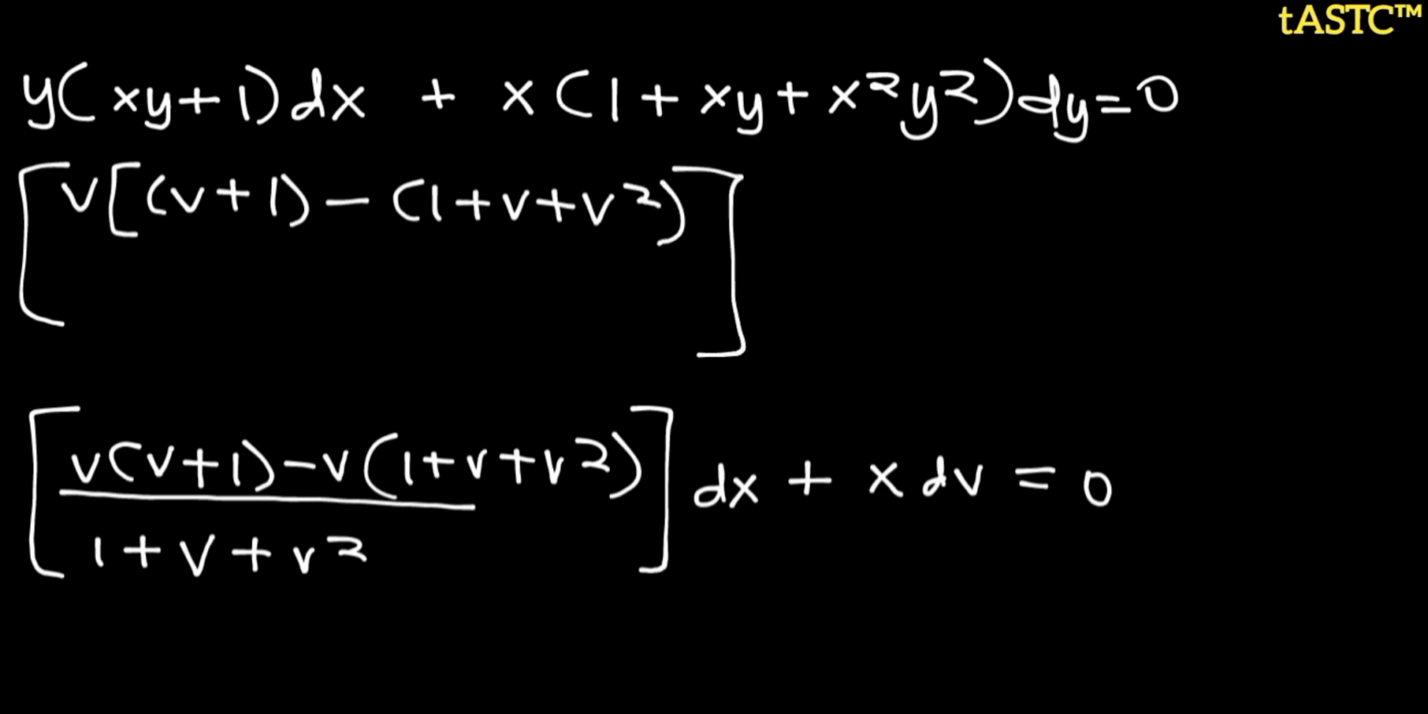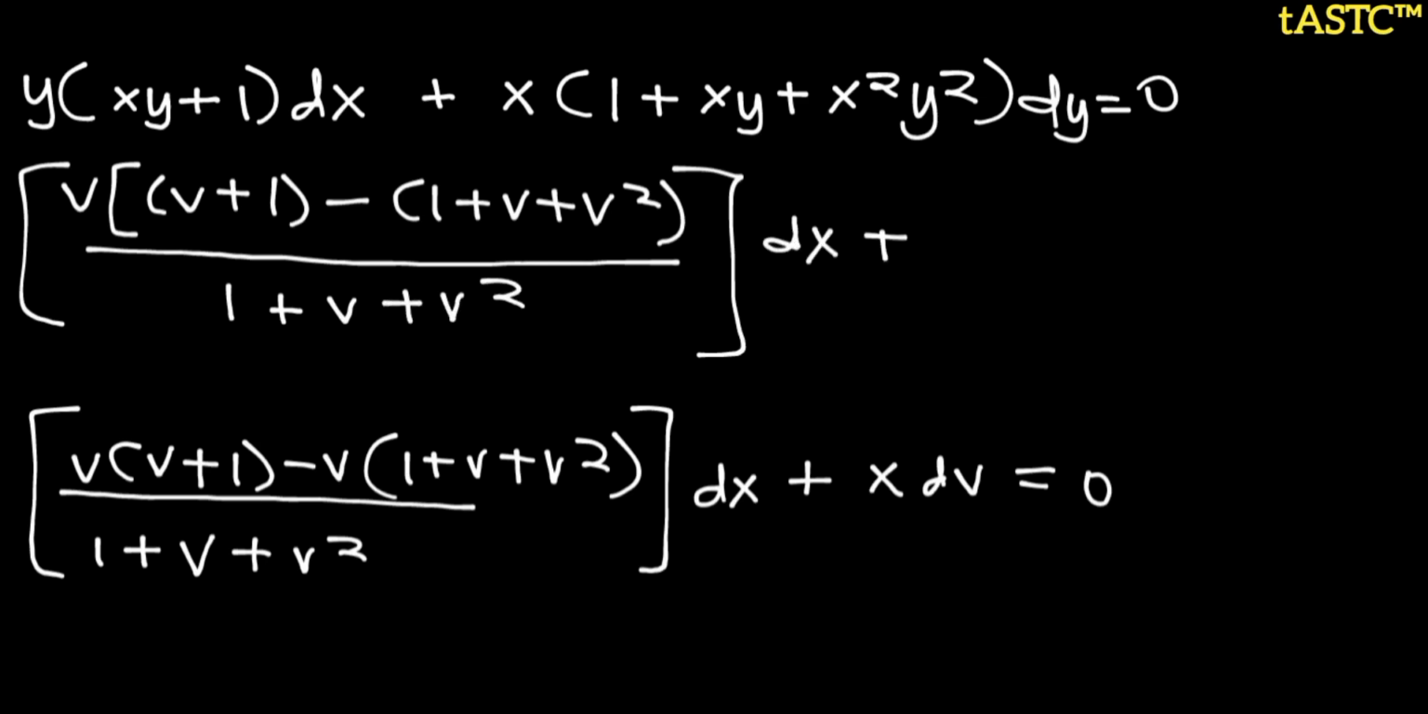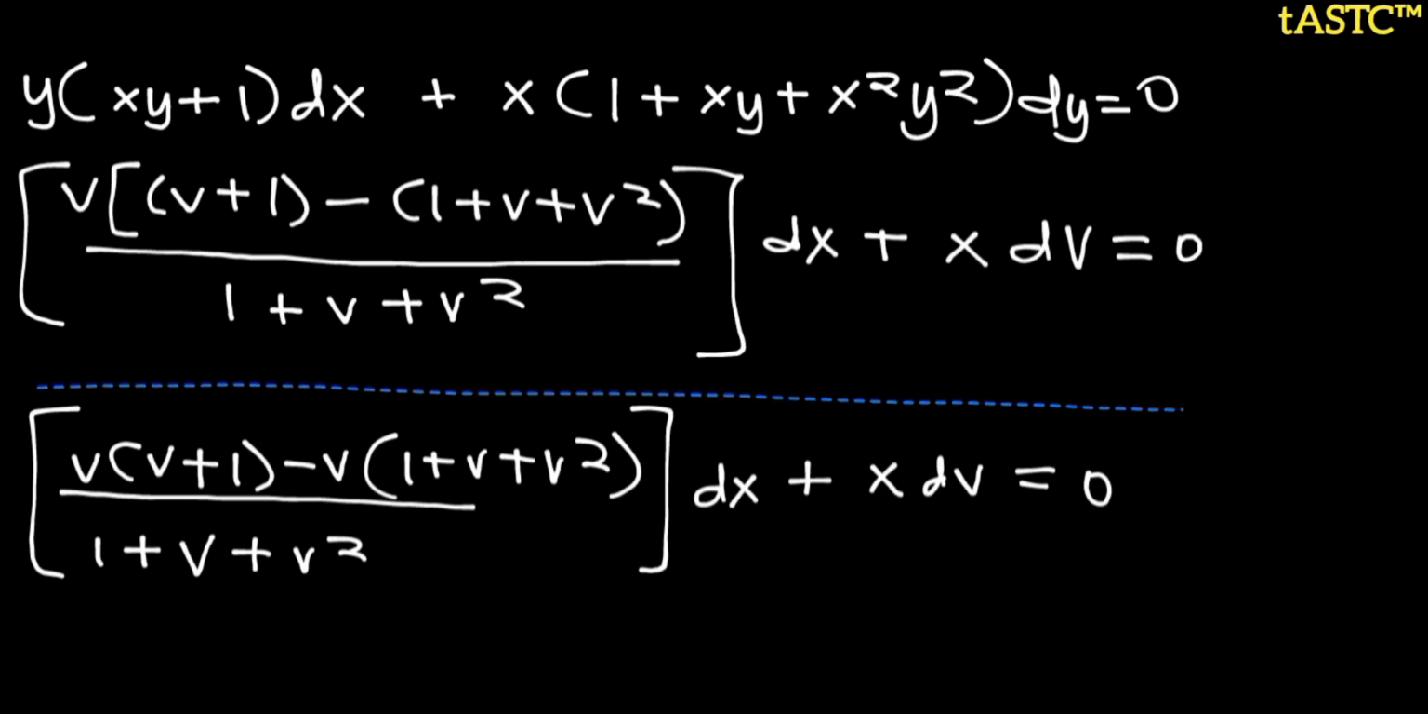That is what we're going to have on top of that place. And below, this is going to be a plus v, 1 plus v plus v squared. And that is dx plus x dv. And this is equal to 0.